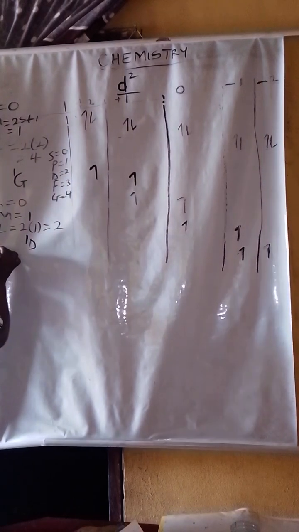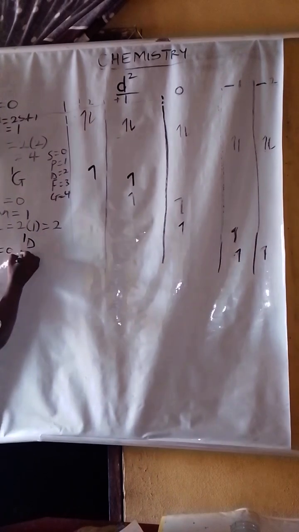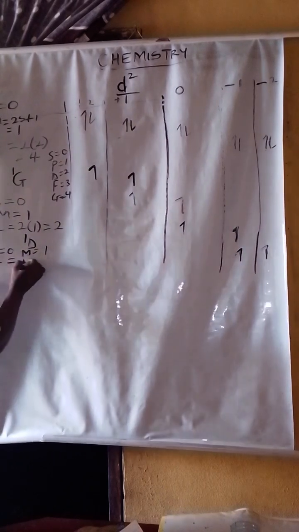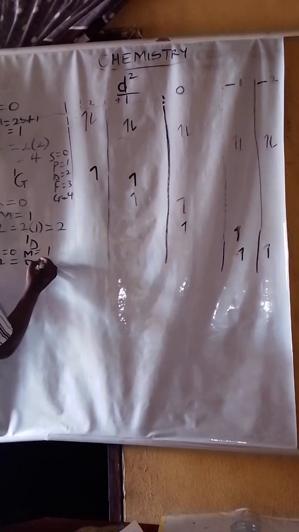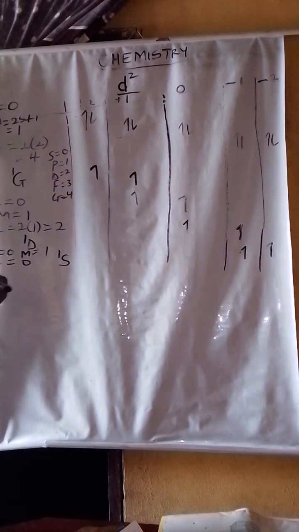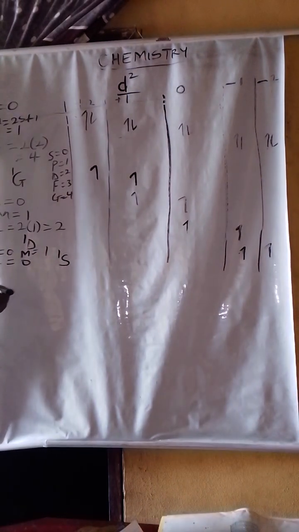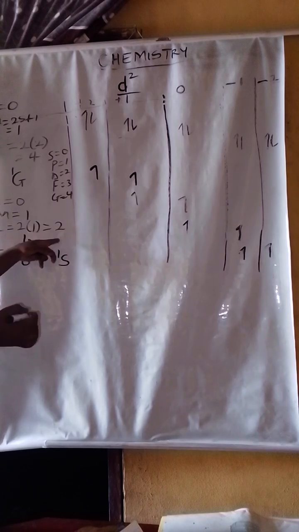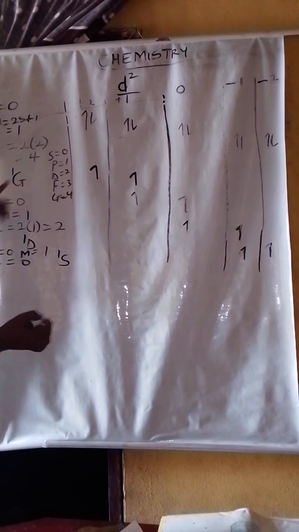The third one is S equals 0. m equals 1. L equals 0 too. So for this is it. We have 1S. If it is minus 1, we still end up like this, because we neglect the minus and we have the same value. So the same thing for minus 2, we have the same value.